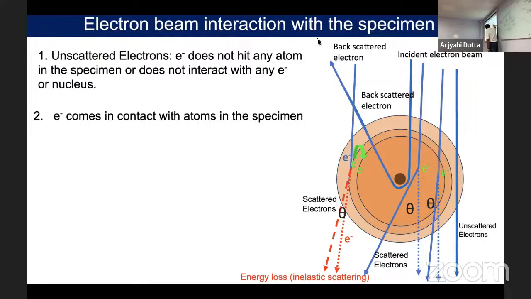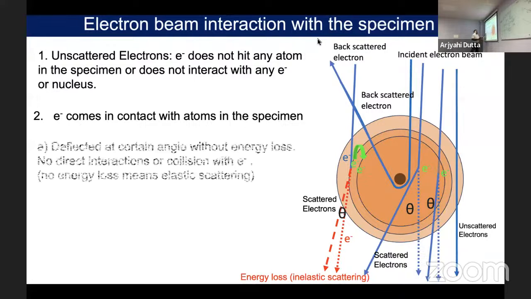Things change when an electron comes close to the field of other electrons. Then what will happen? They will start deflecting from their original position. That is called the scattered electron. As I mentioned previously, we always like the scattered electron, because at the end it will give us the phase contrast for our images. So this scattered electron is always good, and when there is this scattering, there is no direct collision with the electron, and that is the reason they are not losing any energy.